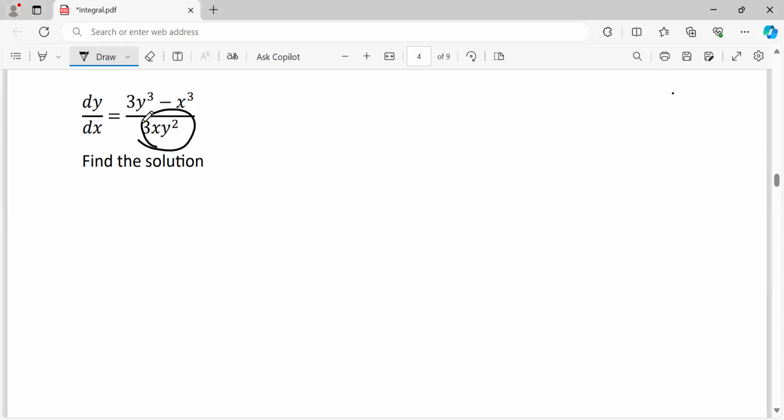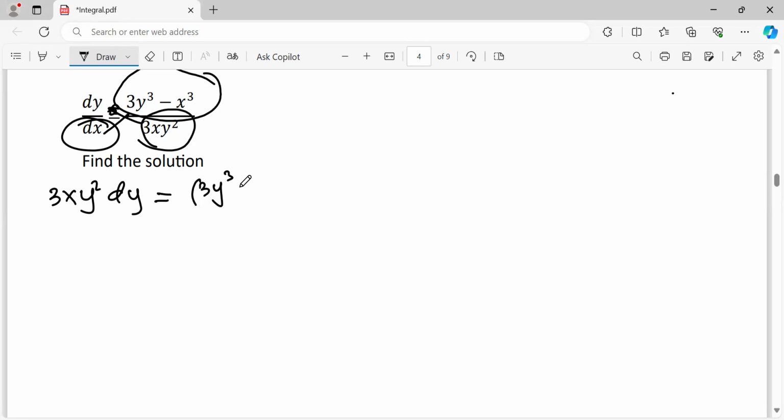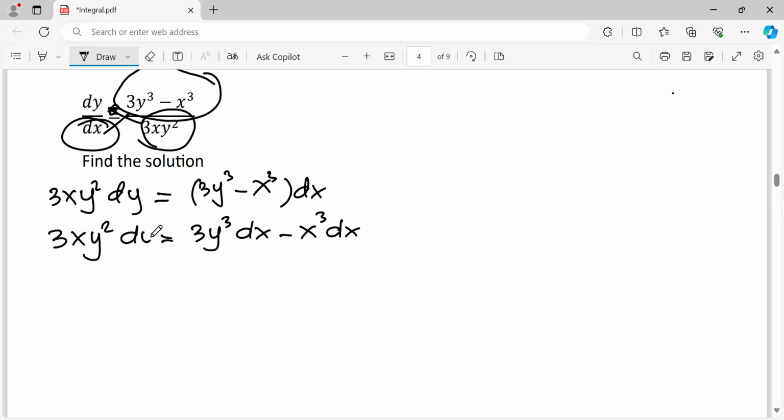3x y squared multiplied by dy, and this numerator 3y cubed minus x cubed multiplied by dx. Right, so it becomes 3x y squared dy equals 3y cubed minus x cubed dx, and expand this becomes 3y cubed dx minus x cubed dx. This is 3x y squared dy.